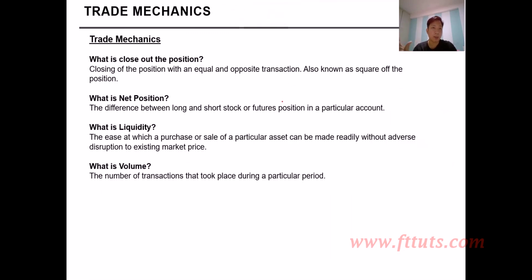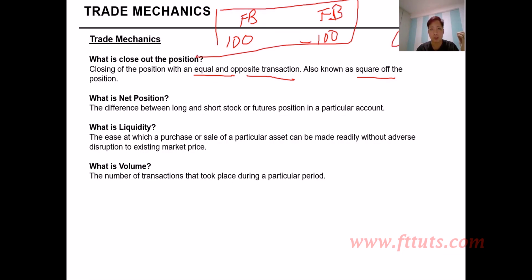some more mechanics of trading that you need to understand, the lingos that we use. Okay, so when I say please close out your position, or we say please square off your position, square off your position means that you do an equal and opposite transaction. That means to say that, let's say yesterday you're long Facebook 100 shares. FB is Facebook. Today you sell 100 shares of Facebook. We say that you are square because your net is 0.